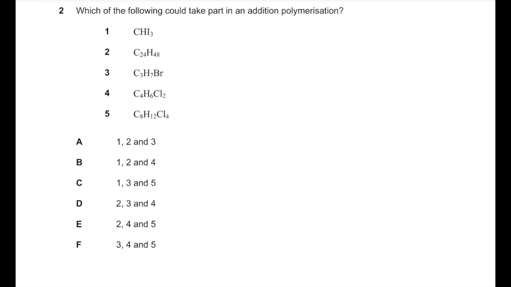So addition polymers are formed from alkenes, or in this case, alkenes that have halogens attached to them. And the general formula of an alkene is CnH2n. Using this information, we could straight away figure out which of these molecules can undergo addition polymerization. So looking at number 1, it cannot undergo addition polymerization because it's a haloalkane. So no. Number 2, that can because that's an alkene.